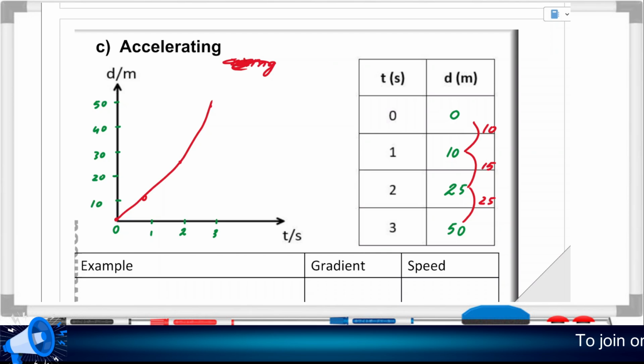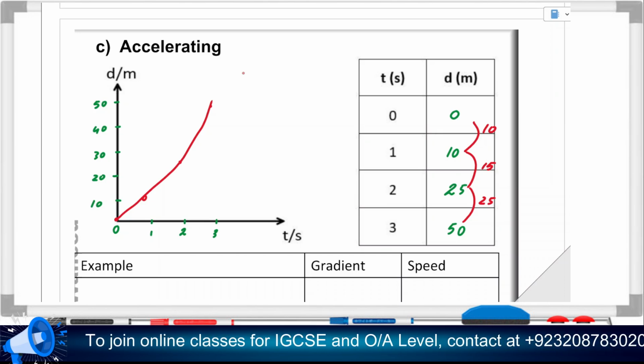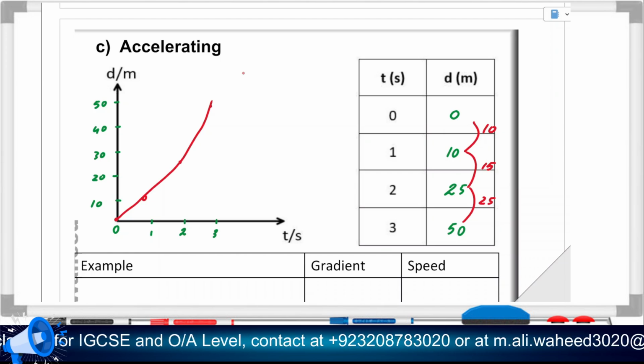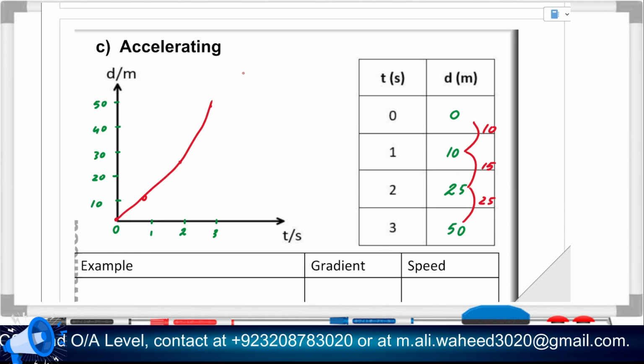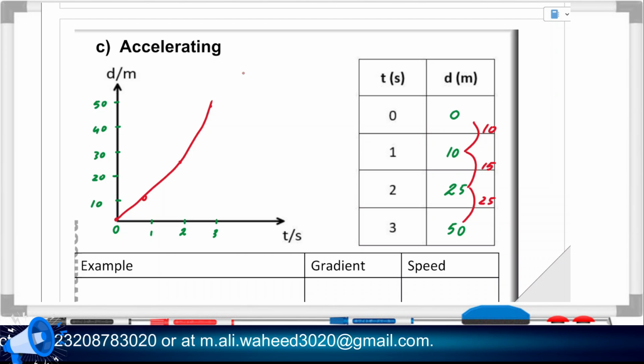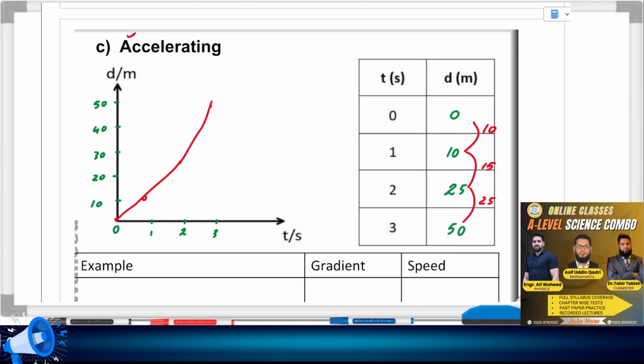So what do we call this? If the object is moving faster and faster, it means its speed is being increased, and if the speed increases, we say the object is accelerating. Keep it in your mind, in these kinds of situations, in the graphs, speed and velocity are the same thing. So velocity is increasing, the velocity is being changed, and the rate of change of velocity is known as acceleration. So the object is accelerating.